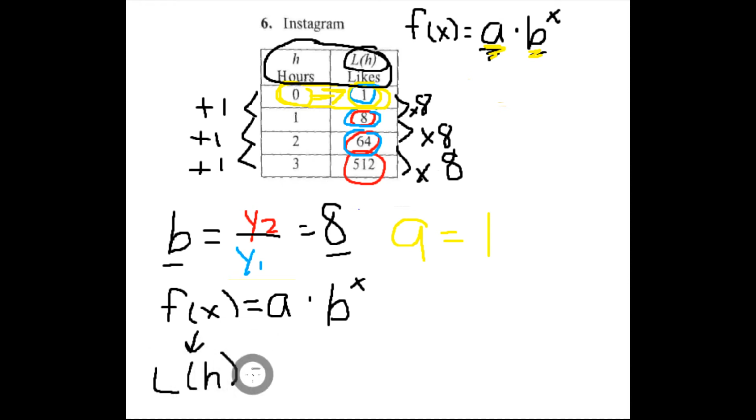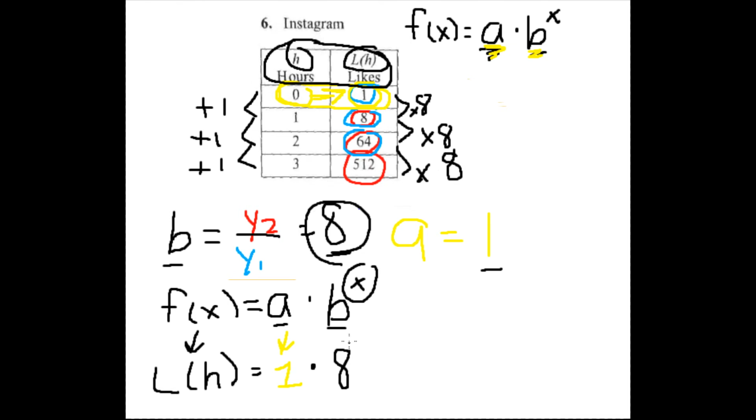Okay, equals, what's our A, you guys? It's 1. We knew that. So our A is 1 times B, our constant multiplier, which we know is 8. And we're not dealing with x's, you guys. Our input we called h. And there it is. Okay, that is the equation for our exponential function.